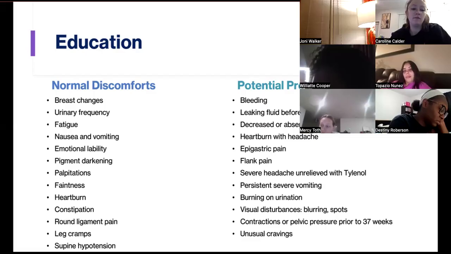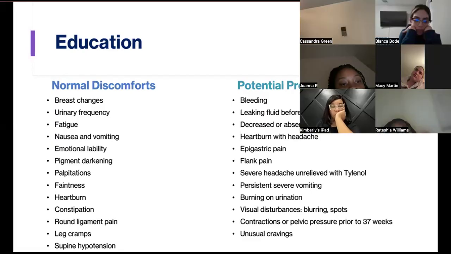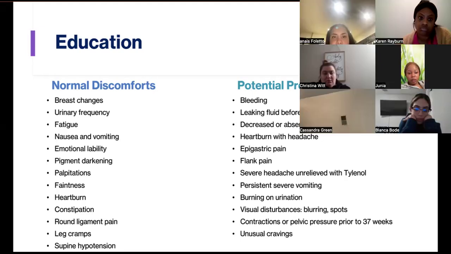Leaking before 37 weeks. So that could mean like if her water broke early. That would be called preterm premature rupture of membranes. Okay. And that would be an indication of preterm labor. Decreased or absence of fetal movement is 100% always something we want moms to come in for to evaluate the baby and make sure baby's okay.